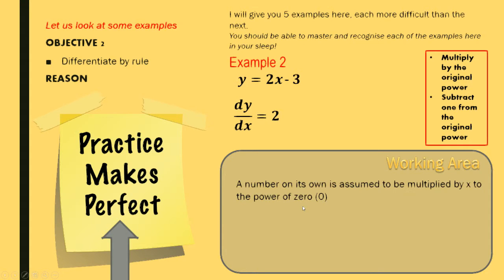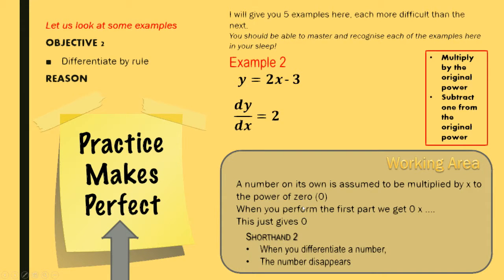I'm going to look at the minus 3. So a number on its own is assumed to be multiplied by x to the power 0, or by the 1, right? And if you carried out the first step, we would multiply by the original power. You would do 0 times the minus 3 in this case, and 0 times minus 3, or 0 times anything for that matter, gives me 0. And so, shorthand rule number 2 is, when you differentiate a number, the number disappears. It has no bearing on the differentiated term.